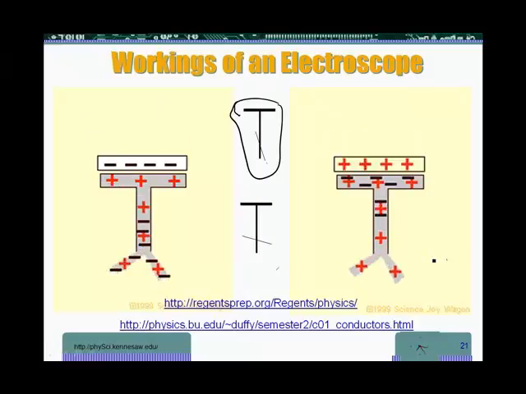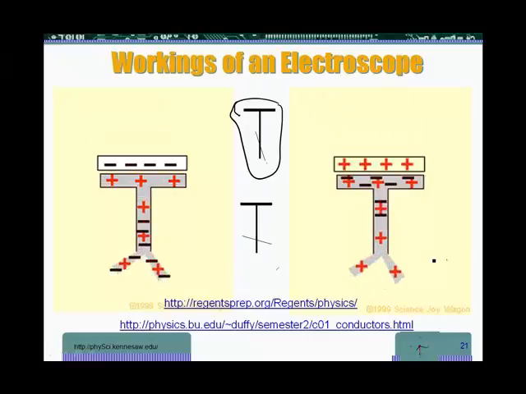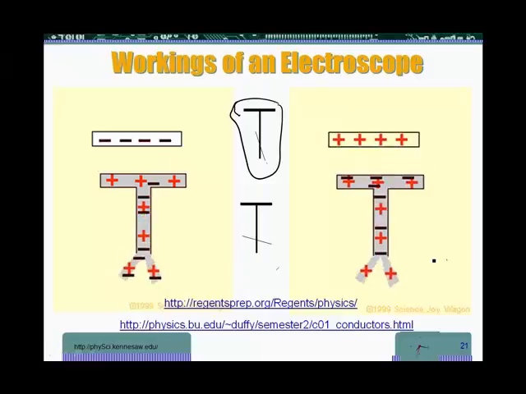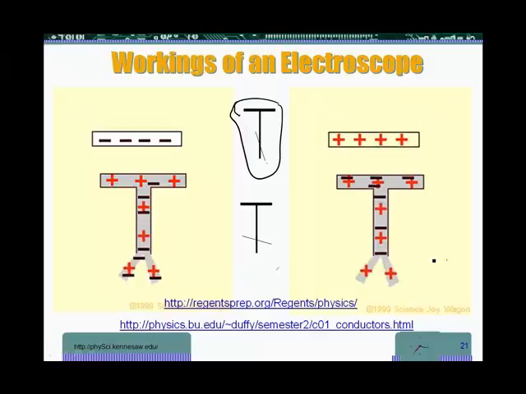Notice that in neither one of these cases do we touch the electroscope. We just approach the charge, either the negative or the positive, and we see the effect of approaching it on the electroscope.